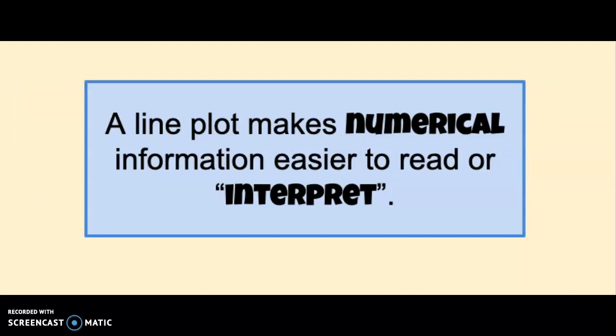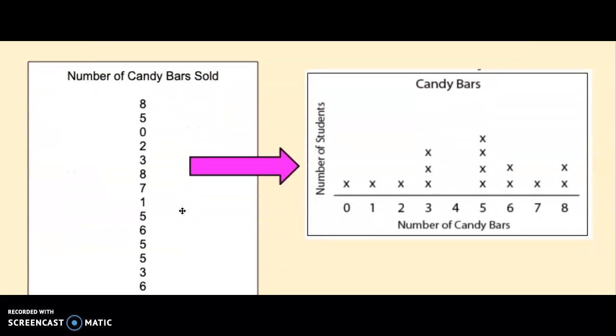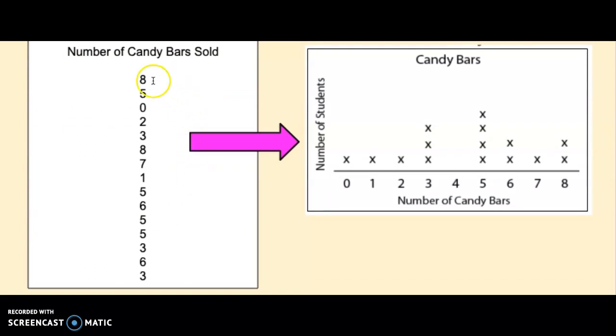As you can see, a line plot makes numerical information easier to read or interpret. That's our math word. We are interpreting the numeric data or the numerical information. Let's take a look at this comparison. On the left, I have the number of candy bars sold. This is the same numerical information as this. Which would you rather look at?